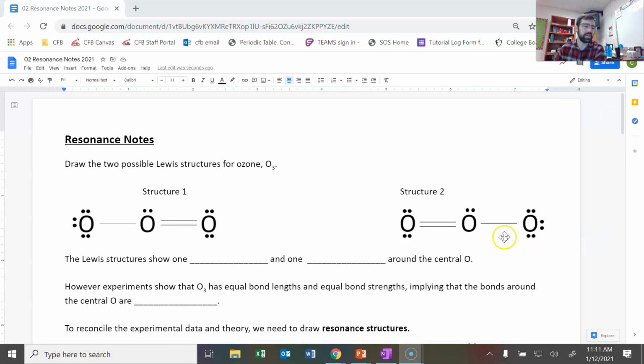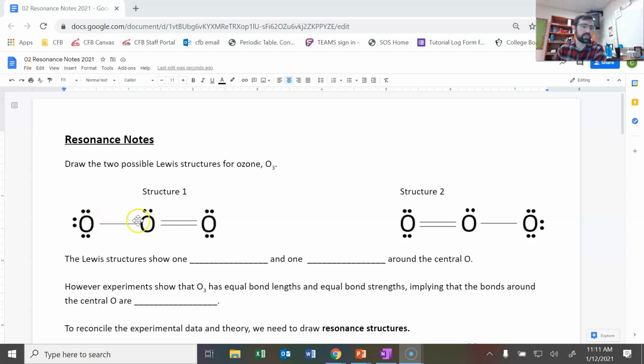Hi class, today we're talking about something called resonance. Resonance occurs when there are two possible structures that you can draw for a molecule. Let's talk about that. One example is ozone. So I could draw the double bond on the right side or on the left side.